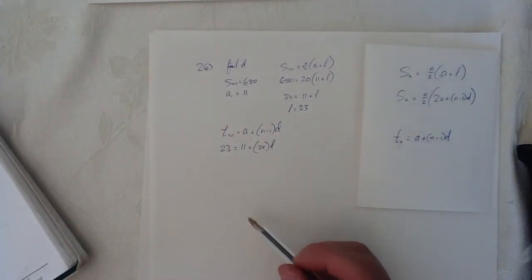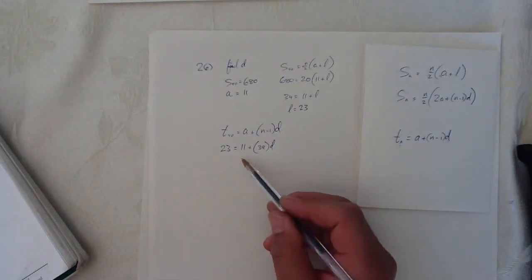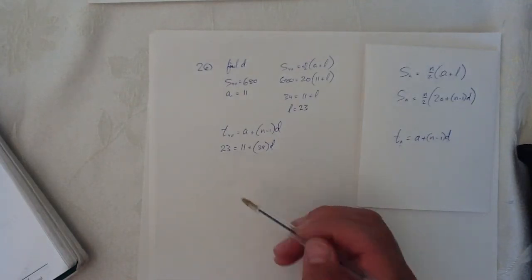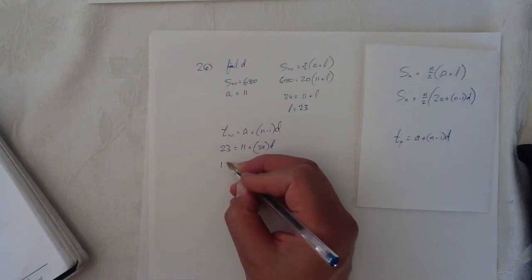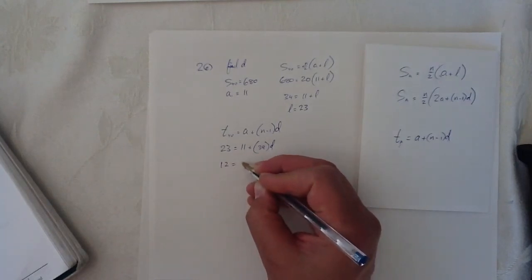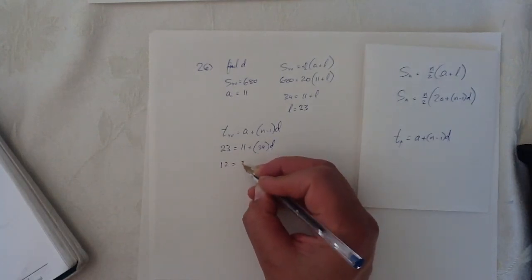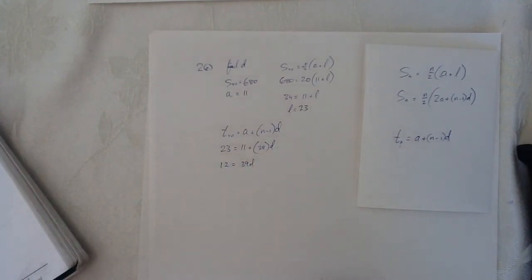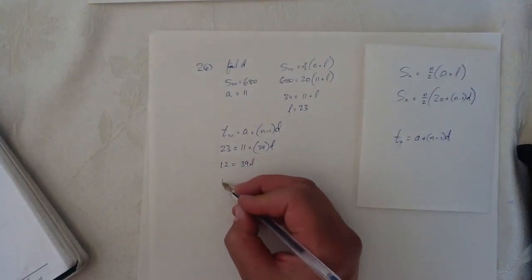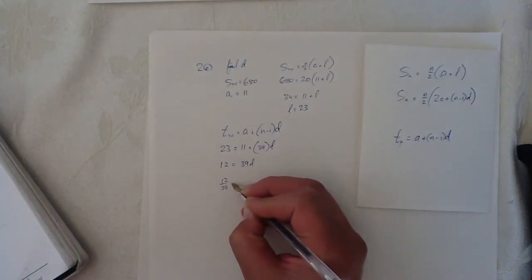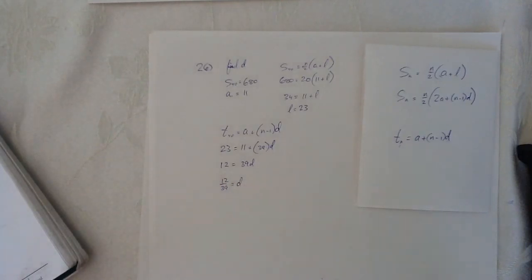So we can solve for d. Not easy, but let's subtract here. That's 12 equals 39d. Divide both sides by 39, we get 12 over 39 equals d. And I know it's an ugly fraction, but that's the way it is.